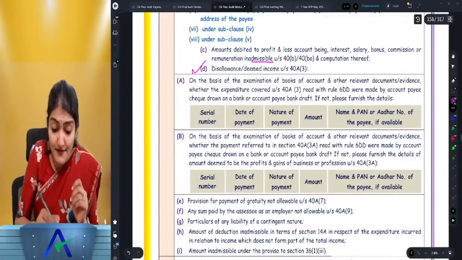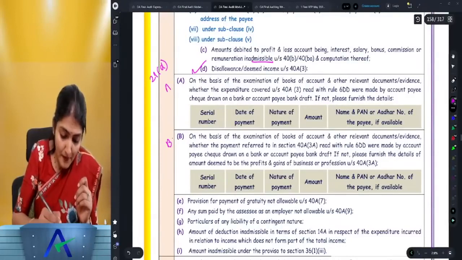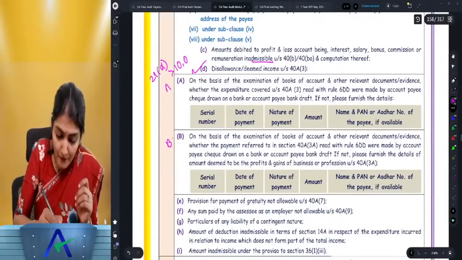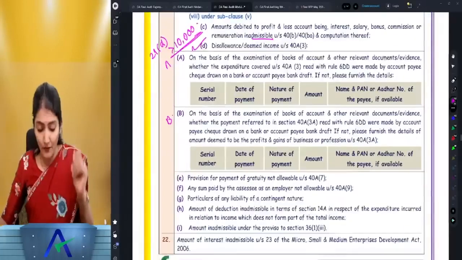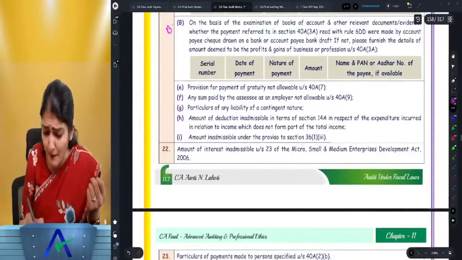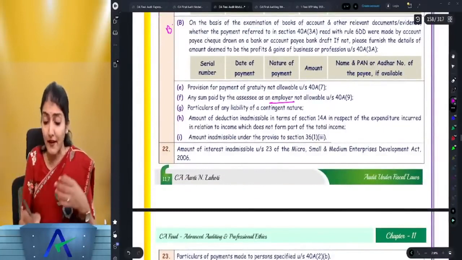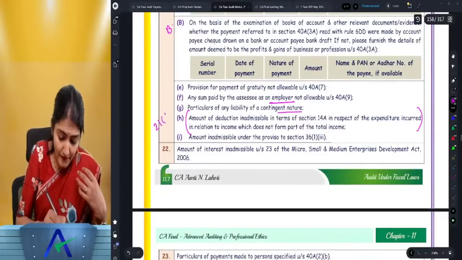Then the disallowance of deemed income, 21DA and 21DB, payments in excess of 10,000 being made by other than account payee cheque or account payee draft. Then provision for payment of gratuity, then any sum paid by the assessee as an employer, then contingent in nature. Recently they asked a question on this one, 21H.